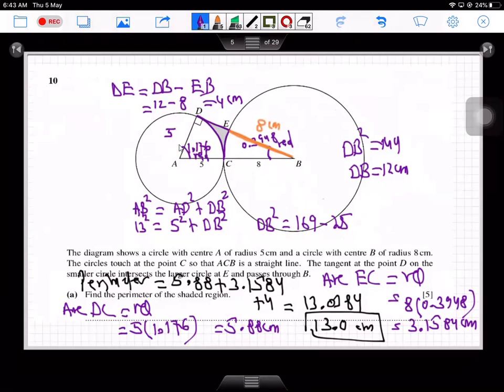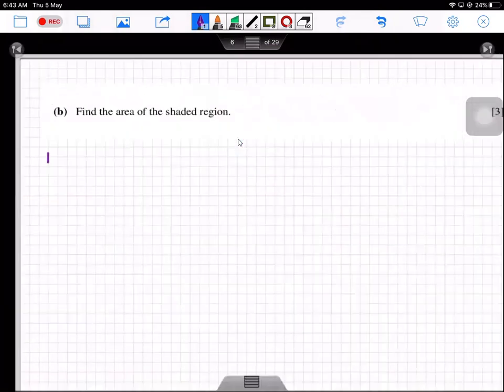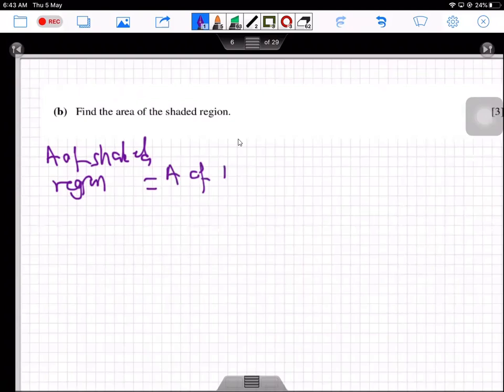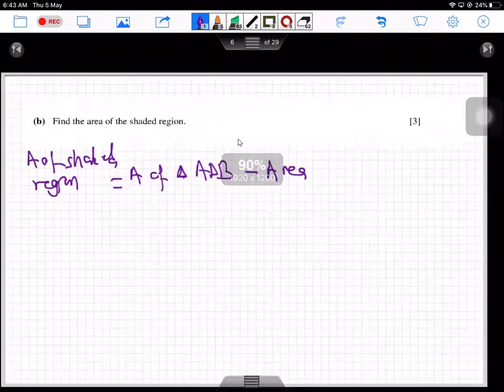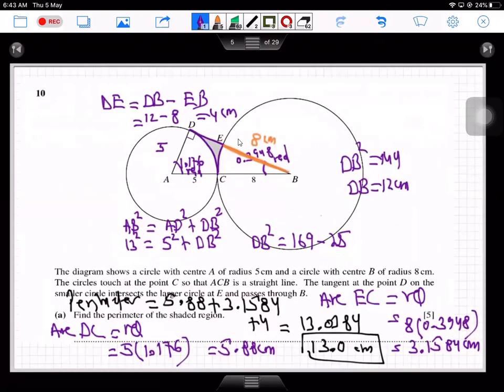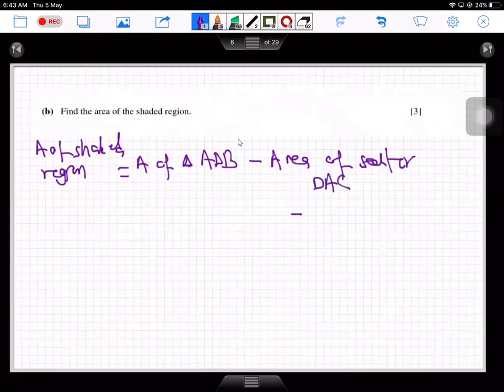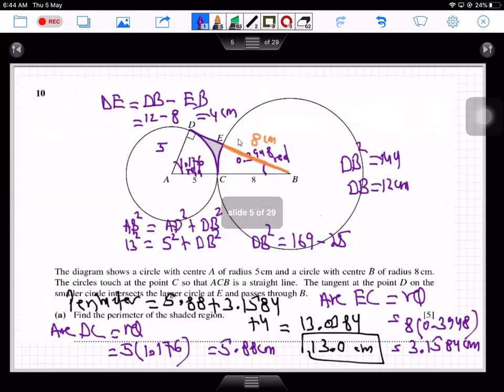For that purpose, half into base into height. This base is AD, this height is DB. So area of shaded region will be equal to area of triangle ADB minus area of sector DAC minus area of sector EBC.